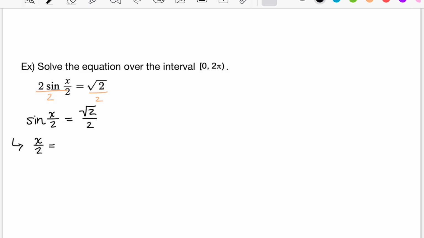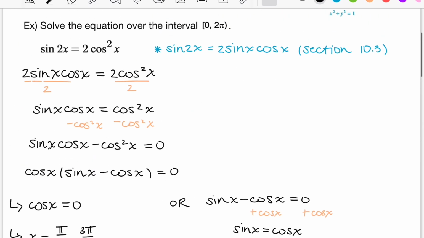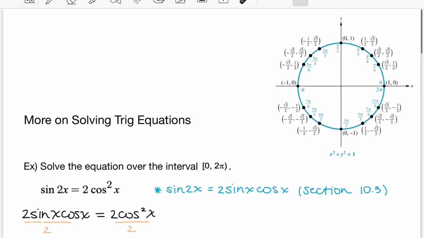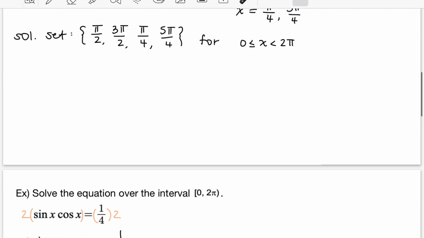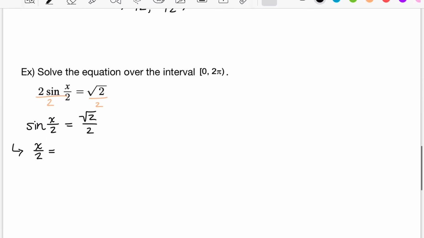Now, similar to the last example, this means that this half angle, x over 2, must be equal to pi over 4 and 3 pi over 4. So we're looking for values of this half angle where sine of this half angle is going to be equal to square root of 2 over 2. So x over 2 is going to be equal to pi over 4, and x over 2 is going to be equal to 3 pi over 4.